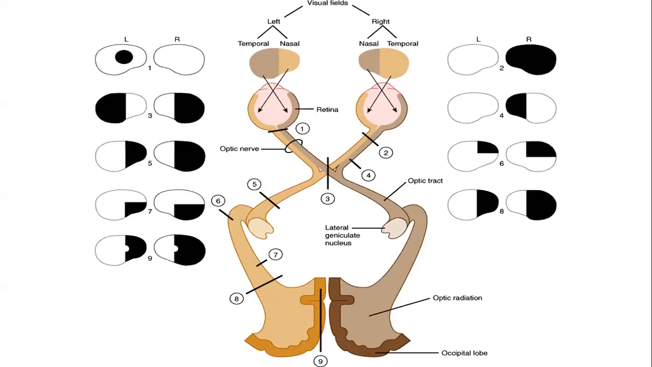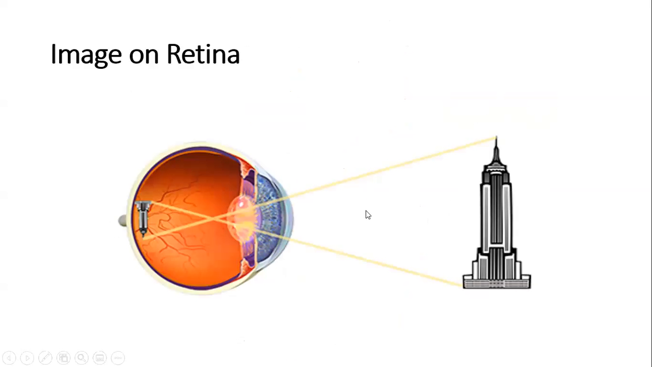Okay. So these are the various field defects. Before we go on to the field defects as such, there are two more important points that we need to know. One, the image on the retina is inverted. So whatever is there superiorly will fall on the inferior retina. Whatever is there nasally will fall on the temporal retina. Like for example, this building is falling inverted on the retina.